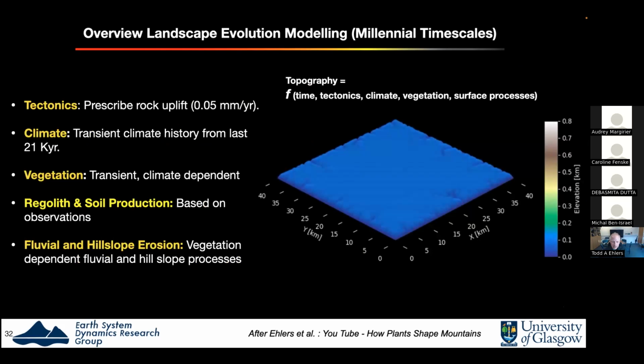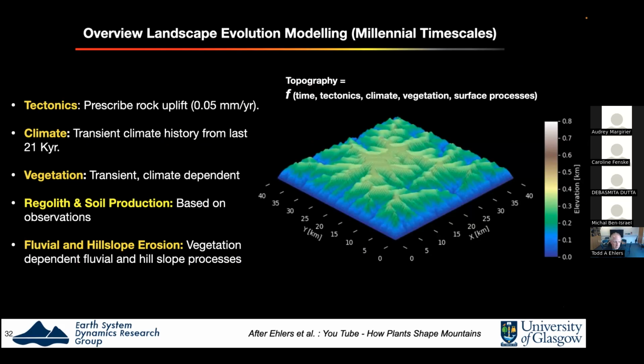So landscape evolution models, what you see growing here on the right-hand side is an example of a landscape evolution model run over 40 million years, going from flat topography to building something that's reaching an equilibrium here. And our end goal was to be able to predict topography as a function of time, tectonics, so rock uplift, the climate, paleoclimate, vegetation, and surface processes that are active there. And we've done a lot of different studies.